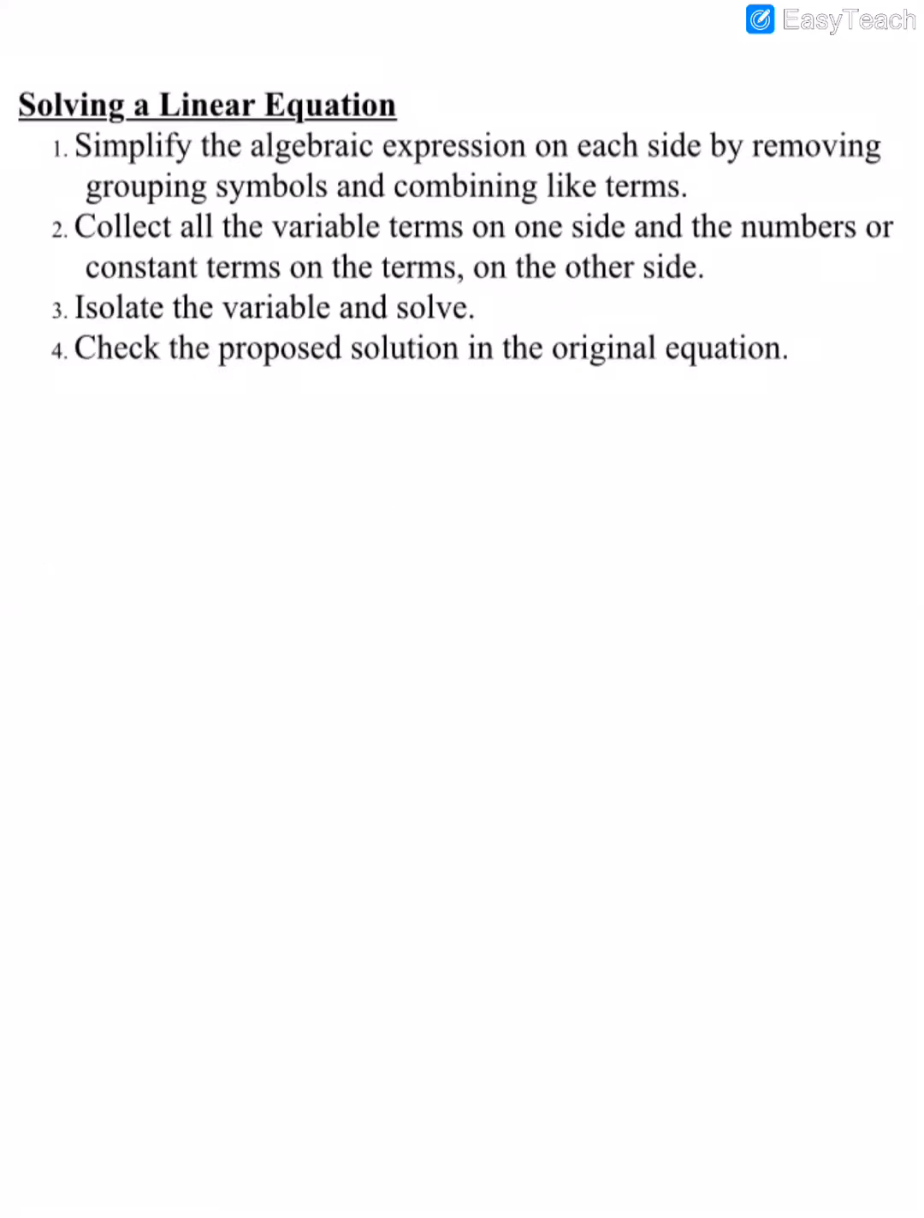So the steps to solving a linear equation are as follows. First, simplify the algebraic expression on each side by removing grouping symbols and combining like terms. Then collect all the variables on one side of the equation and all of the numbers or constants on the other side of the equation. Isolate the variable and solve, and then you can check your proposed solution in the original equation.